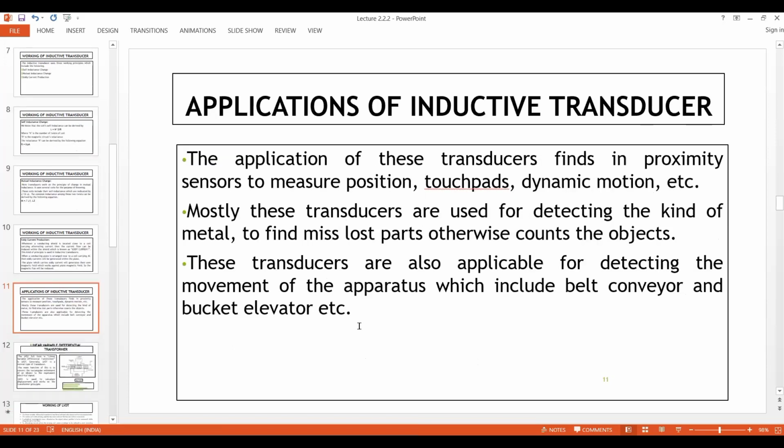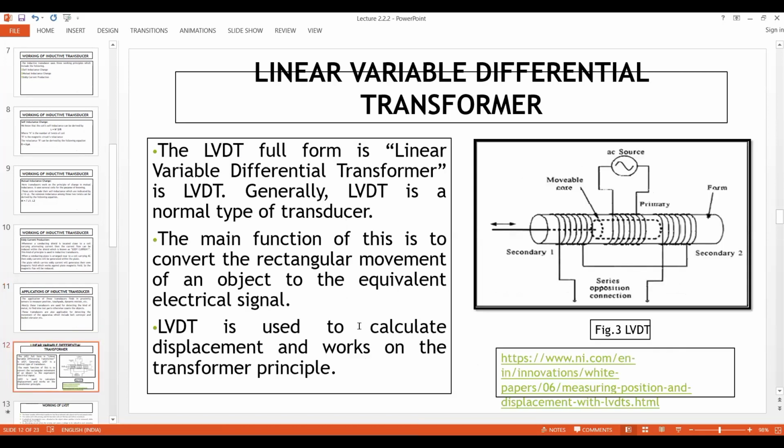Whenever a current carrying conductor experiences a varying magnetic field, an EMF is induced. So we will use this transducer in proximity sensors, touchpads, positioning, and conveyor belts. These are the applications of the transducer. So we are going with the last one, the linear variable differential transformer, linear variable displacement transducer.